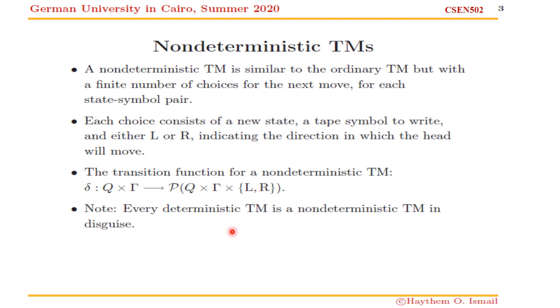Now, it should be clear that every deterministic Turing machine is a non-deterministic Turing machine in disguise. It just doesn't use its non-deterministic feature. It just never makes a guess. Basically, the sets that delta returns are always singletons. They always contain a single triple.